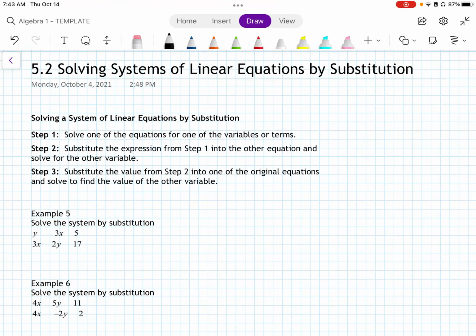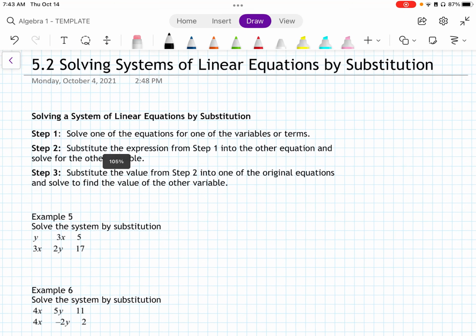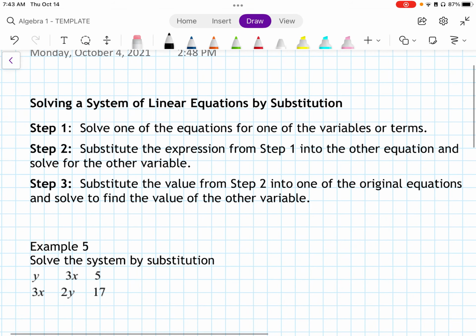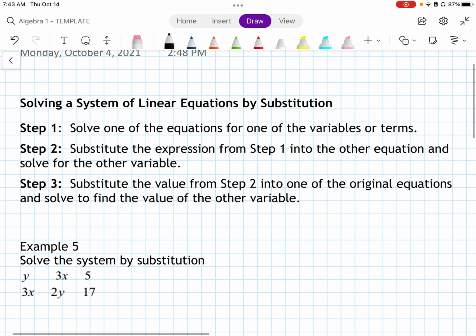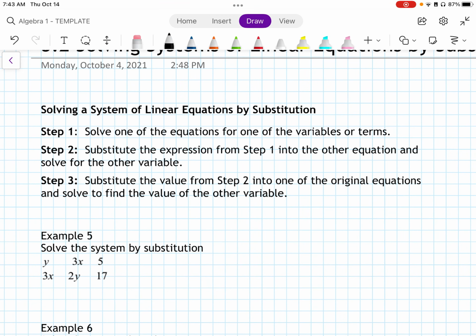So in the last video, we looked at solving by graphing. Now we're going to solve by substitution. So we're going to be solving it still. We're going to find where the lines cross, but we're not actually going to graph them. So again, we have these steps for how we could do this. Step one would be to solve one of the equations for one of the variables or terms, right? So we get an x by itself or we get a y by itself.